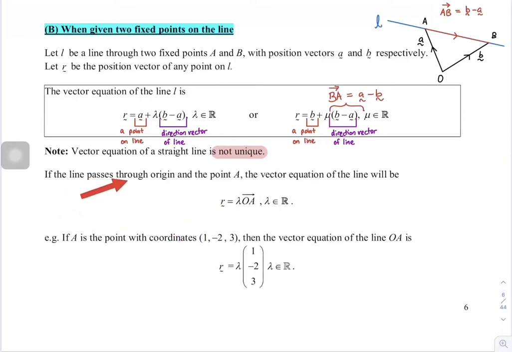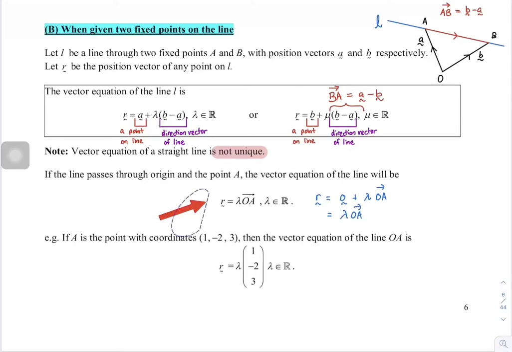Now if the line passes through the origin and the point A, the vector equation of that line will be represented by this expression. r equals the origin, having the position vector 0, plus lambda times the direction. In this case, because the origin lies on the line, one direction is just the direction OA, and this can be simplified to lambda OA.